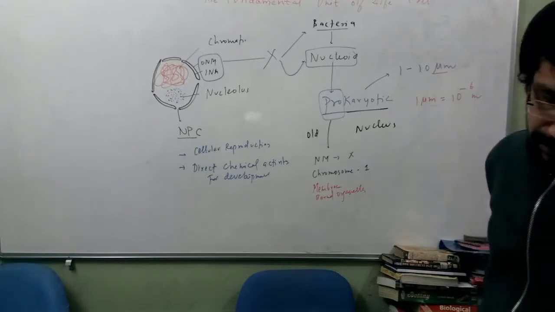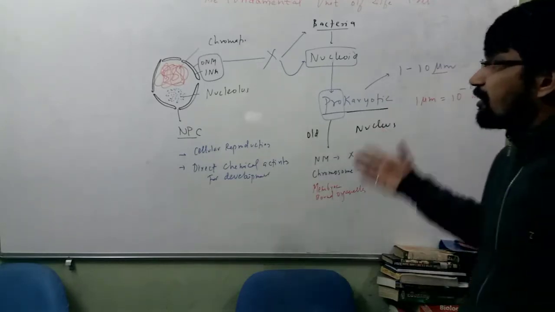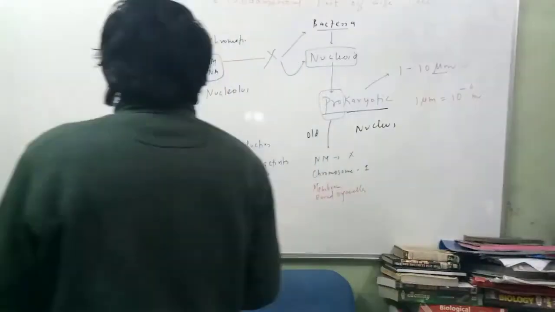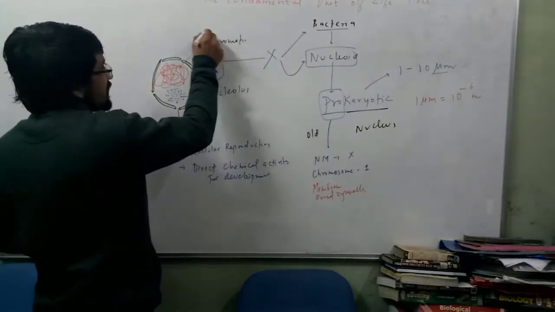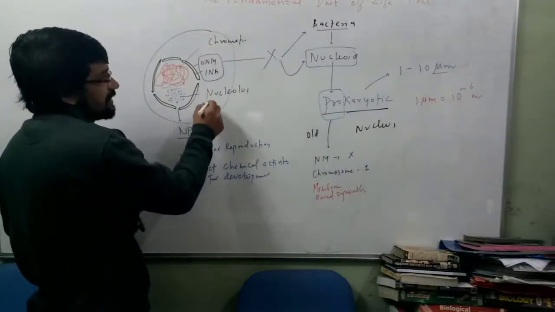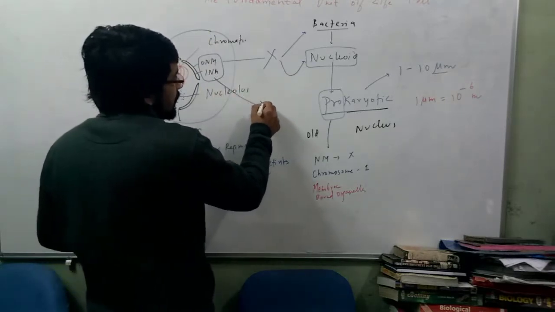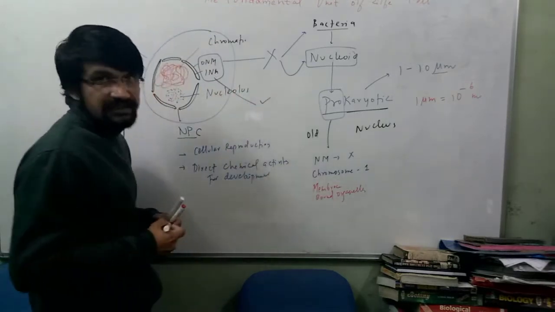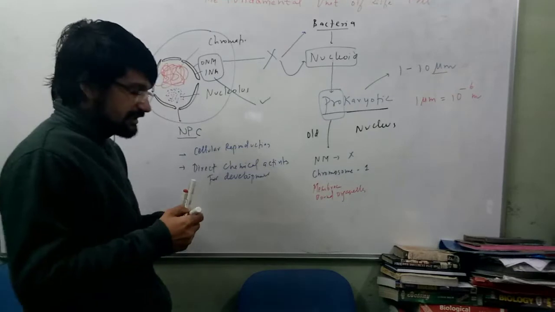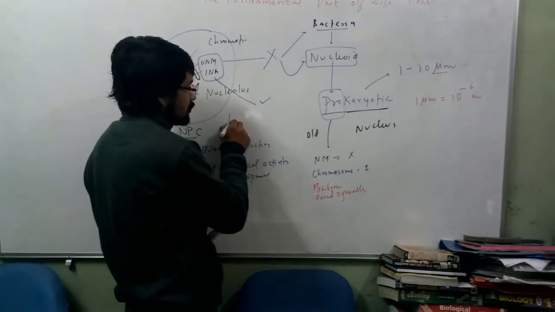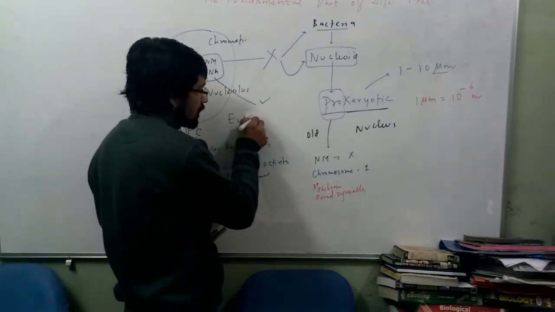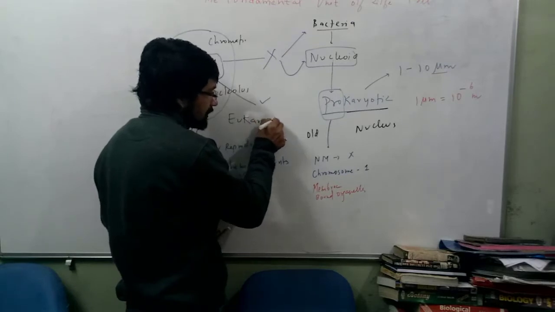Now let's talk about the opposite of it. That is, if the nucleus has all this, that means if it has the ONM and the INM, that is, both the structures are present in it, then it will be called your eukaryotic organism.